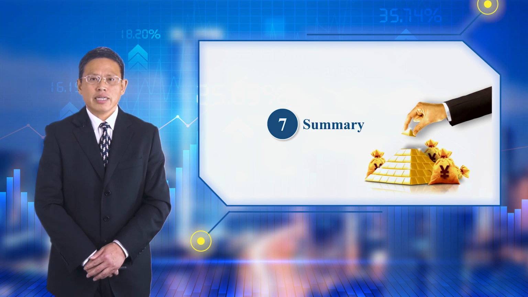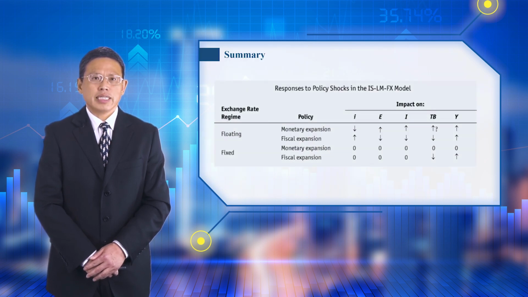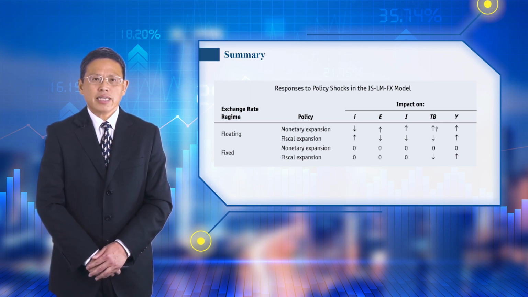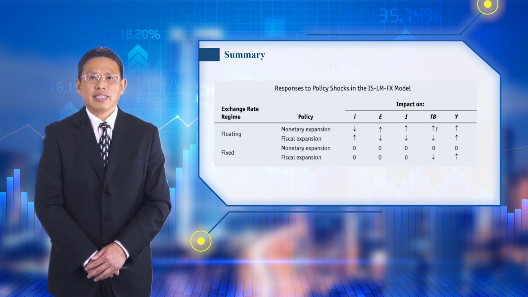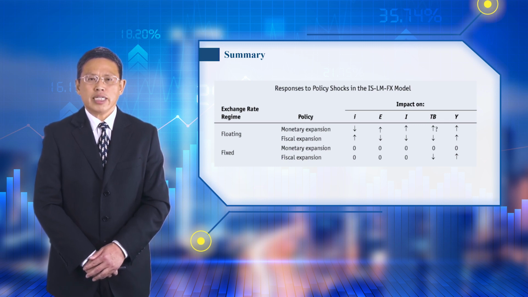7. Summary. In this table, an up arrow indicates that the variable rises, a down arrow indicates that the variable falls, and the 0 indicates no effect. The effects would be reversed for contractionary policies. The law of zeros for monetary expansion and fixed rates reflects the fact that this infeasible policy cannot be undertaken. In a floating exchange rate regime, autonomous monetary and fiscal policy is feasible.